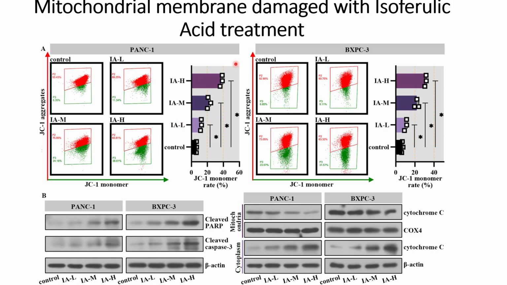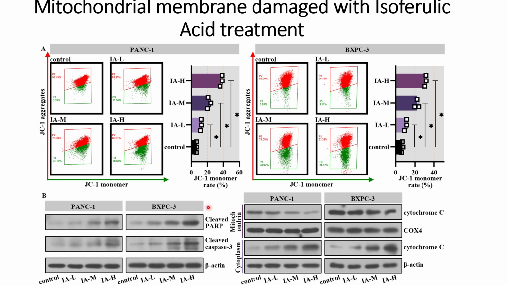And similar things they have seen for BXPC3 cell lines, that with the increase in the isoferulic acid treatment, they see an increase in the monomers. And here also we can see that it follows the same trend, that is with a dose-dependent increase in the isoferulic acid treatment, there is an increase in the JC1 monomer. So once they identified that it's the mitochondrial membrane that got damaged when the pancreatic cancer cell lines are treated with isoferulic acid, they wanted to check whether it will trigger these pro-apoptotic factors or not.